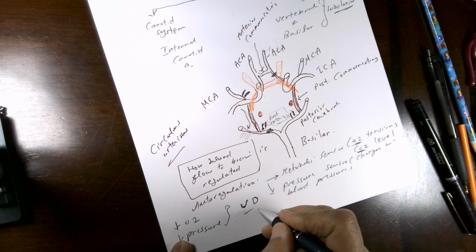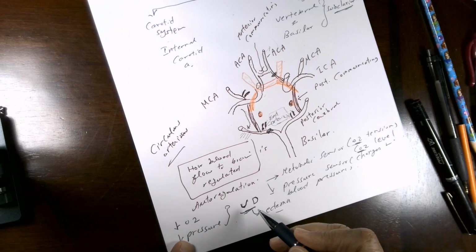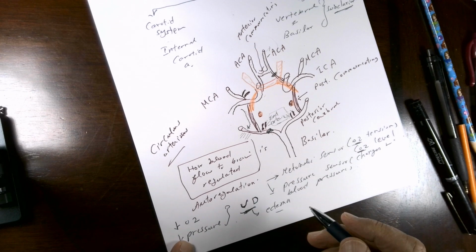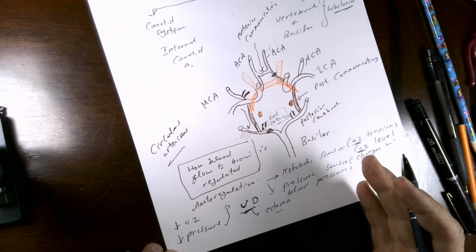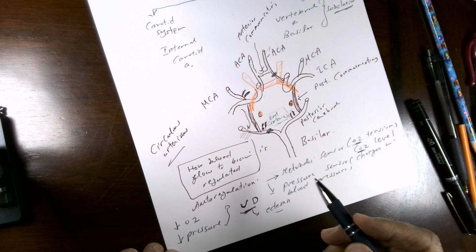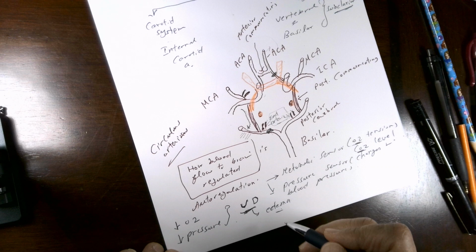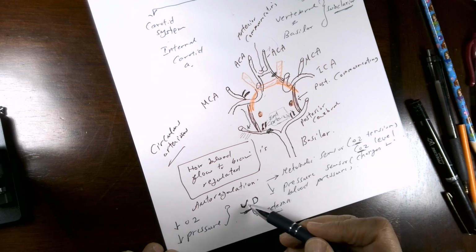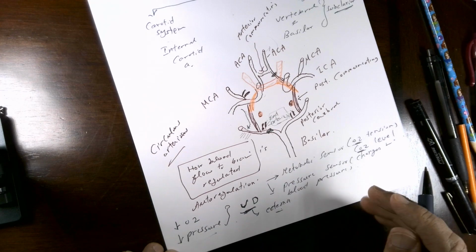Is there any negative outcome from excessive vasodilation? Yes. Excessive vasodilation might lead to edema, because excessive vasodilation can open the tight junctions between the capillaries and the endothelial cells, surrounding pericytes and the glia cells, and lead to leakage and brain edema. So this is if there is any excessive vasodilation due to severe hypoxia or severe hypotension. Okay, so this is autoregulation.